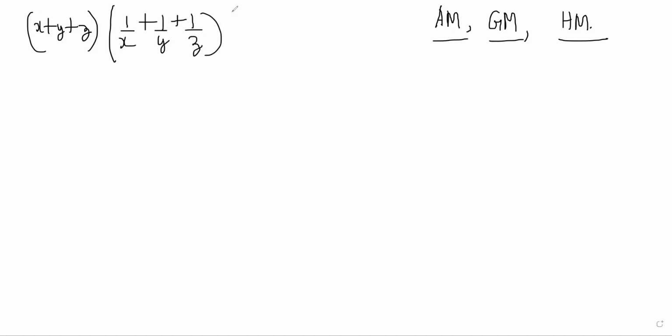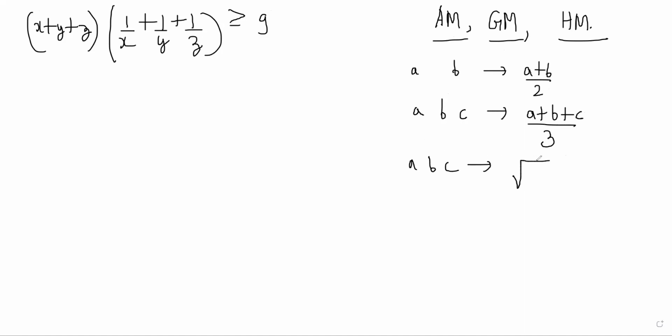So AM of two numbers was what? A plus B by 2, right? And AM of three numbers was A plus B plus C by 3, right? Similarly, GM of three numbers was the cube root of ABC, right? And HM of three numbers A, B, C is basically 3 by 1 by A plus 1 by B plus 1 by C.